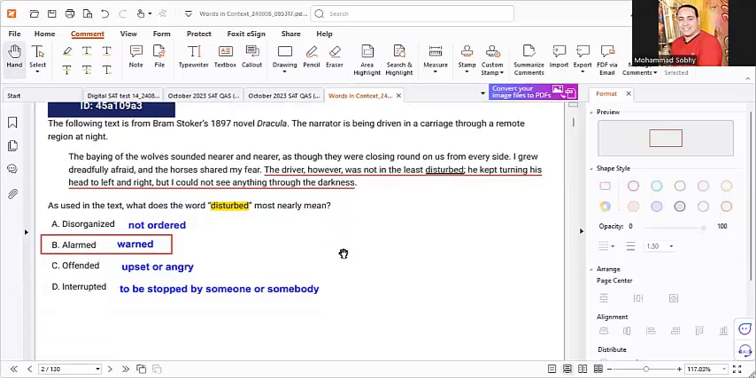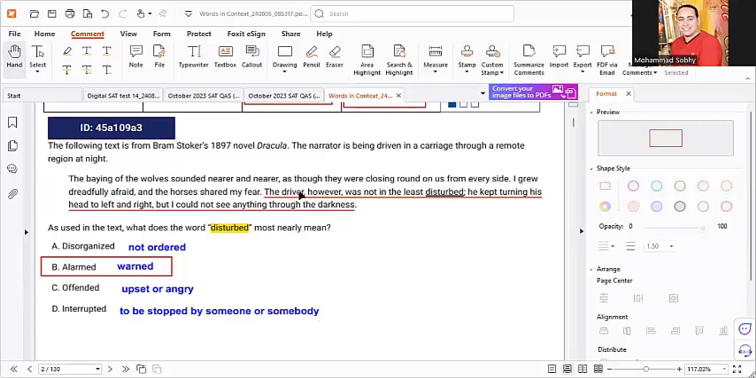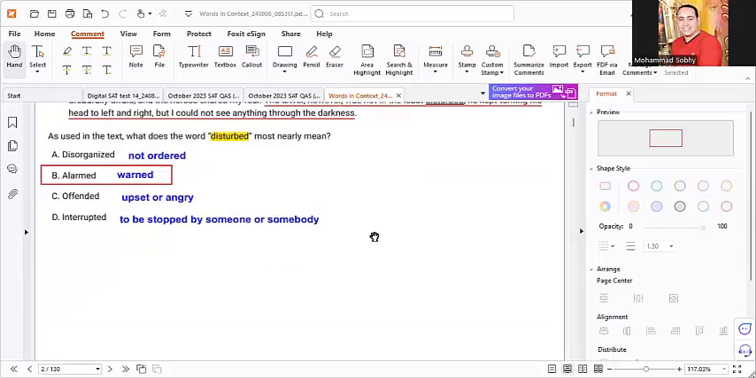Okay, so here, this is what we are talking about: context clue. You need to read the whole sentence. And if it's a little bit confusing, you need to read the whole text once more.